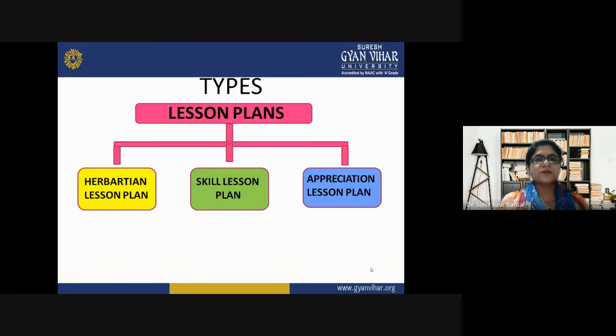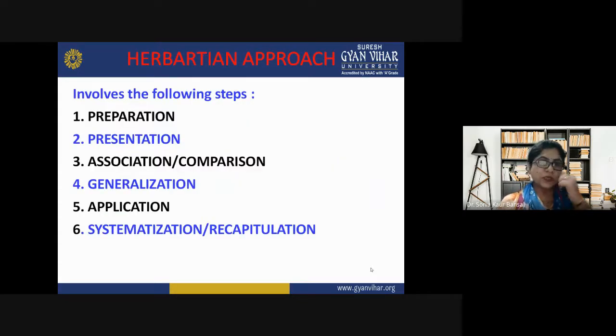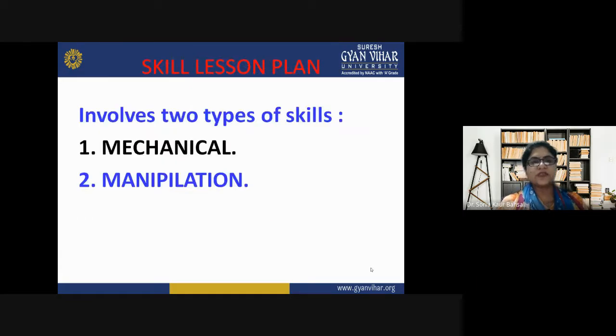All right, students. Now, we have seen the approaches of lesson plan. Now, the types of lesson plan: Herbartian lesson plan, skill lesson plan, and appreciation lesson plan. These are the lesson plans we are going to discuss now. The Herbartian approach involves the following steps, which I have told you, and lesson plans will be made accordingly. Preparation, presentation, association or comparison, generalization, application, systematization or recapitulation.